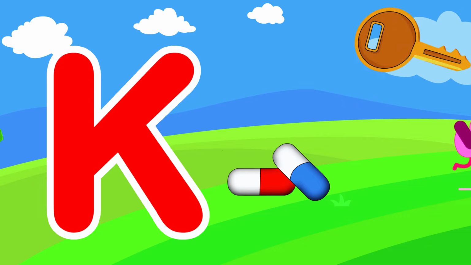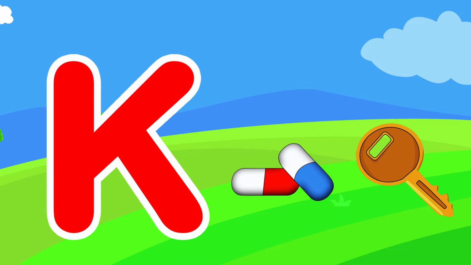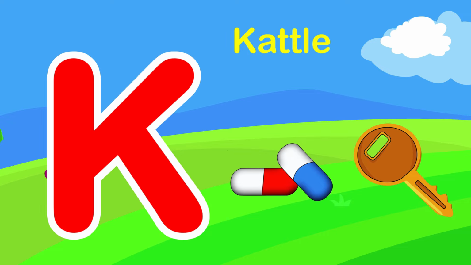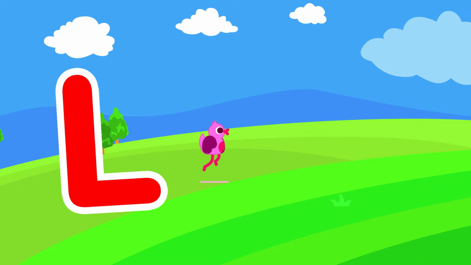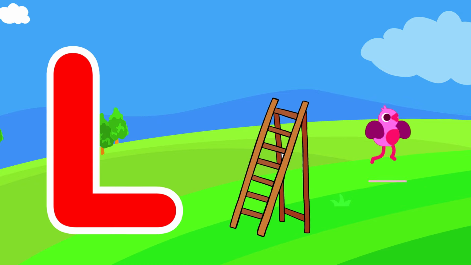K is for kettle, k, k, kettle. K is for key, k, k, key. K is for k, k, k, k, kettle. K is for k, k, k, k, key.